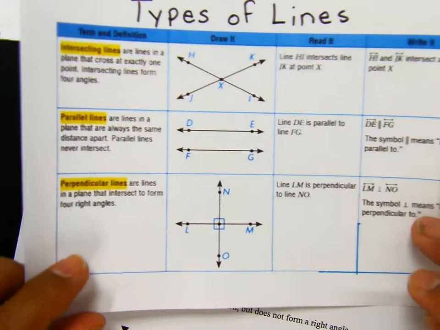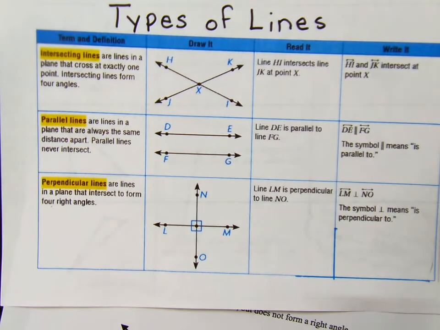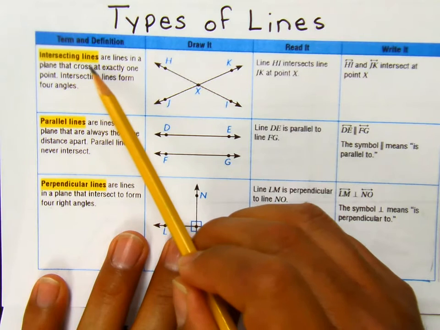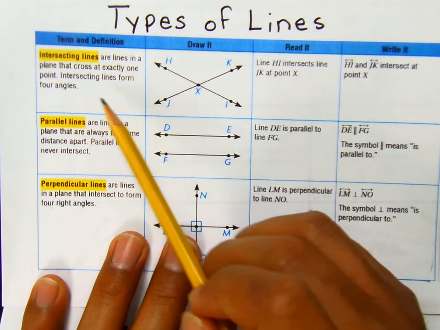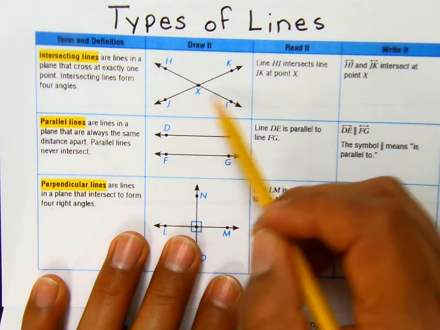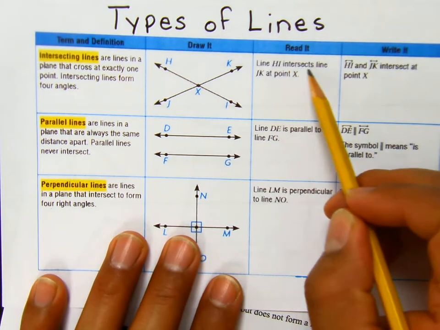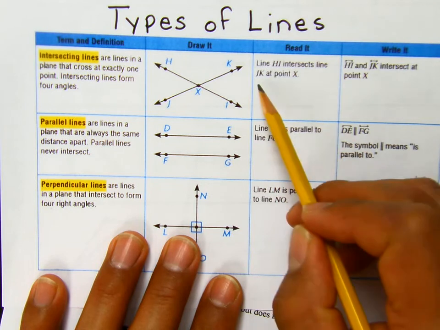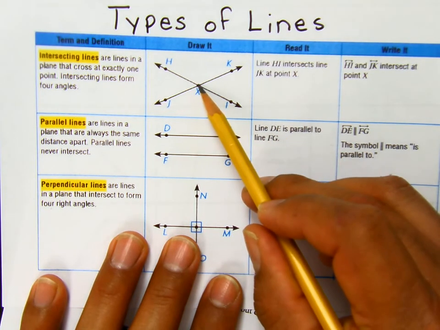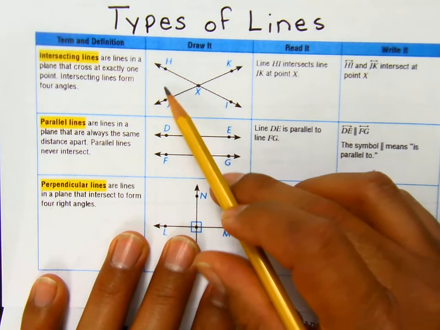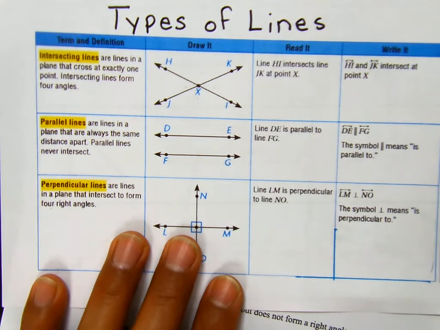The other thing we have to review is types of lines. There are three types of lines that we've covered. Intersecting lines are lines in a plane that cross at exactly one point. Intersecting lines form four angles. Line HI intersects line JK at point X. They intersect at one point, so they intersect at point X. So it creates four angles: acute and obtuse angles.